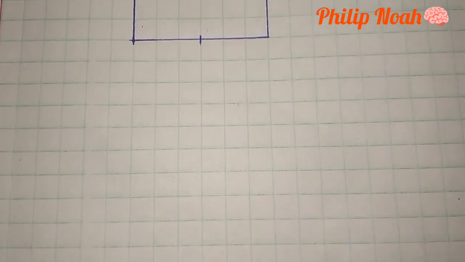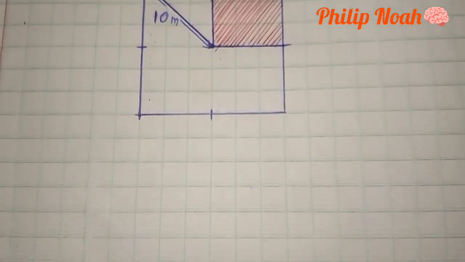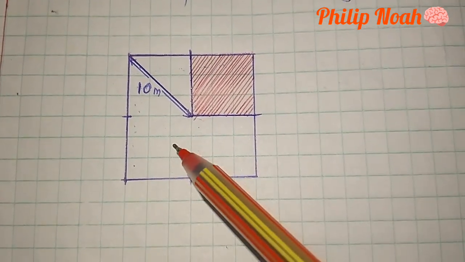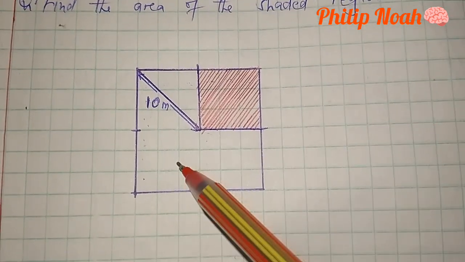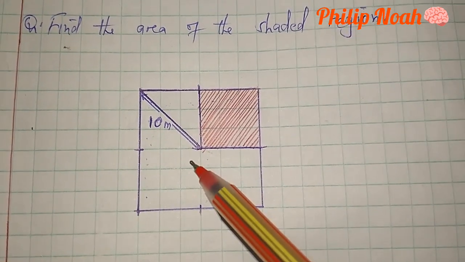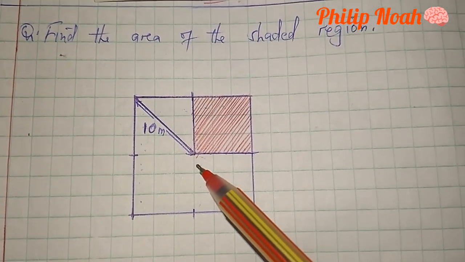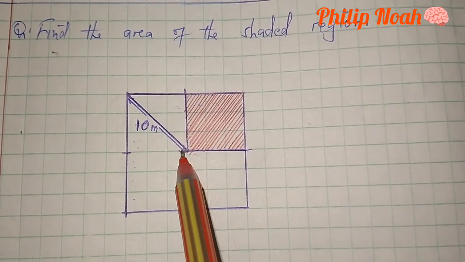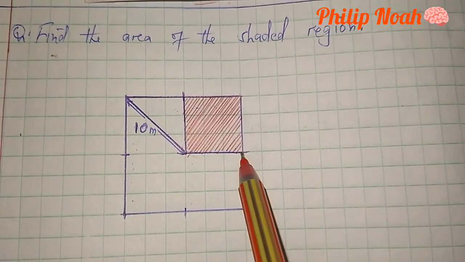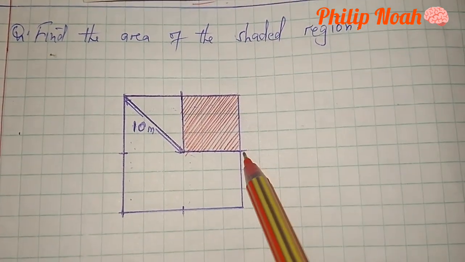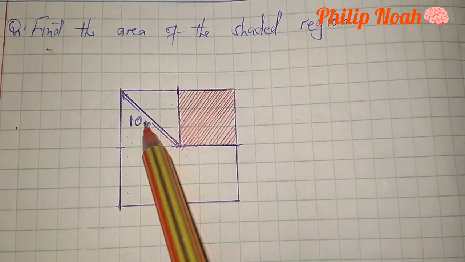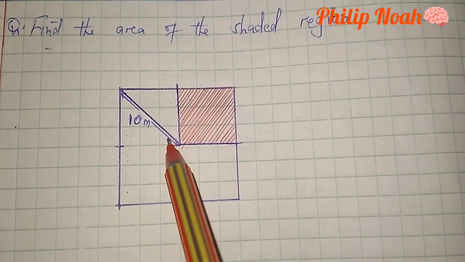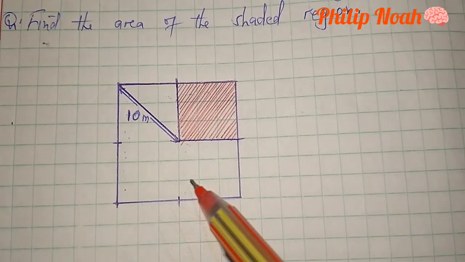Hello geniuses, in this video I'm going to show you how to find the area of this shaded region, or how do you go about it given such a figure. You have not been given the values of this length and this length, but you have been given 10 meters from this point to this point.